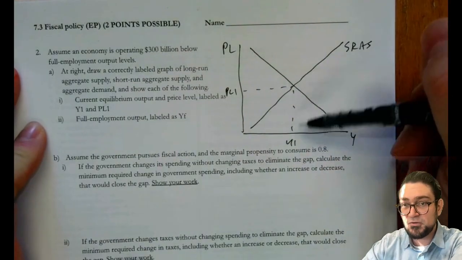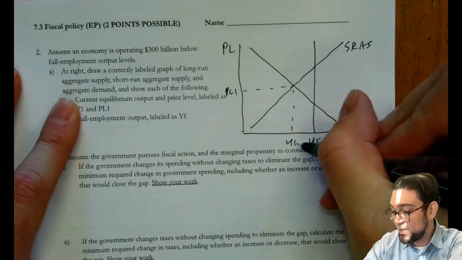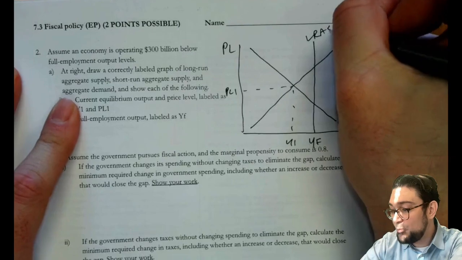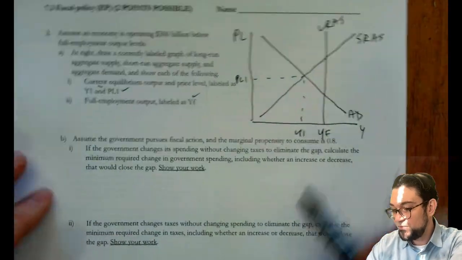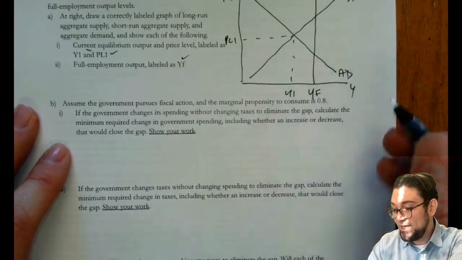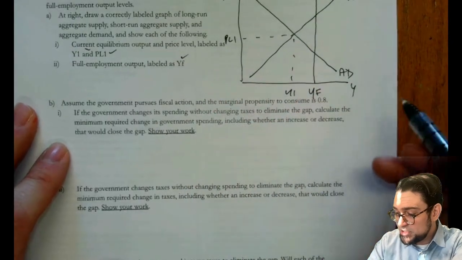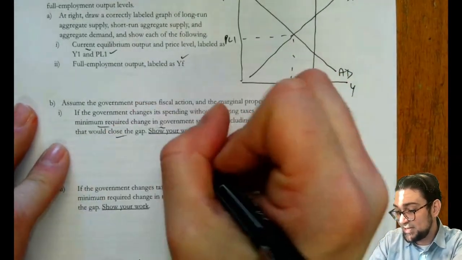Now we consider where we'd put that LRAS. If we're below full employment, that means our LRAS is going to be here off to the right because Y1 is below full employment, right? And we've done this many times, so we can move on to part B. Assume the government pursues fiscal action and the marginal propensity to consume is 0.8. If they change their spending without changing taxes, calculate the minimum required change in spending, including whether an increase or decrease, that will close the gap. Show your work.